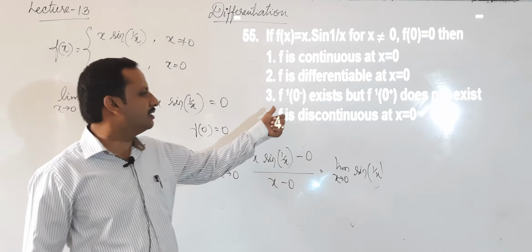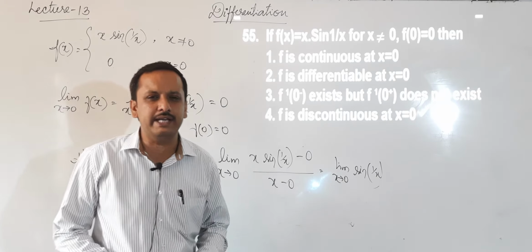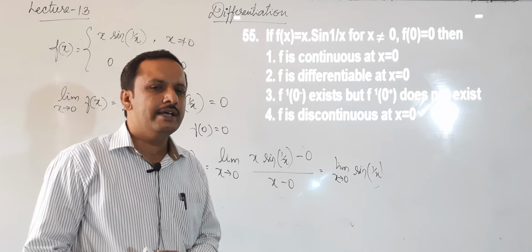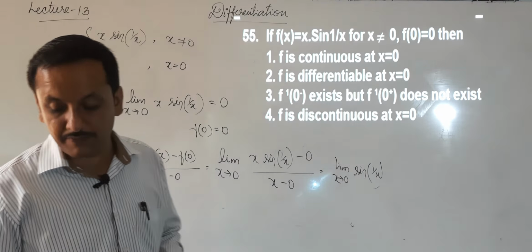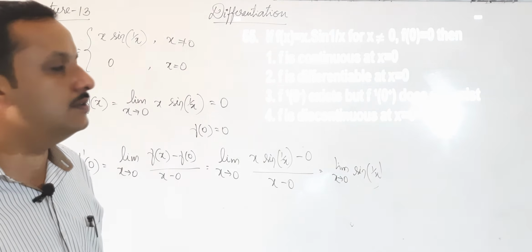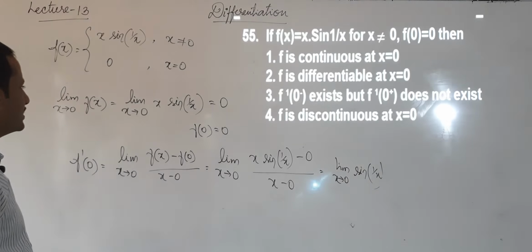Okay, and the third option is also not correct because neither the left hand derivative nor the right hand derivative exists. Okay, derivative does not exist. Therefore the answer is the first option, f is continuous at x equal to 0. It's a very important result, remember this.